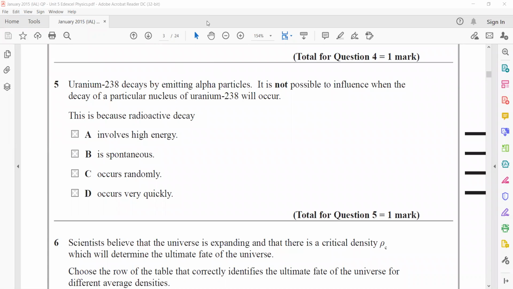Uranium-238 decays by emitting an alpha particle. It is not possible to influence the decay. Because radioactivity is a spontaneous process, it cannot be influenced by external conditions such as pressure, temperature, or change in state.